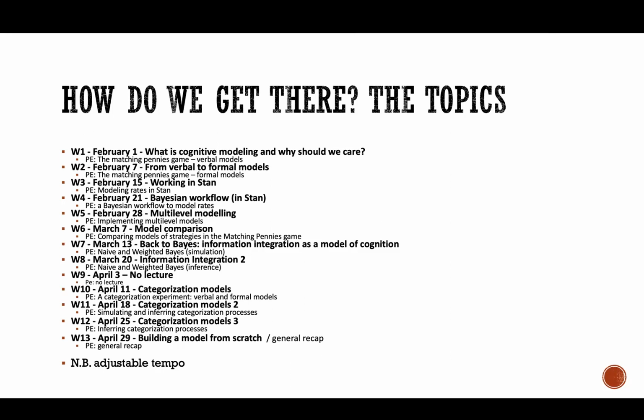Week 6, we're going to do model comparison, comparing different formal models of the same process on the data. Week 7, we're going to take a step back, and instead of starting from a task and trying to develop ad hoc models that would work for that specific task, we're going to start from Bayesian models of cognition. That is, not models that are fitted using Bayes, but models that implement some version of the Bayes theorem to describe cognitive processes. We're going to talk about information integration.